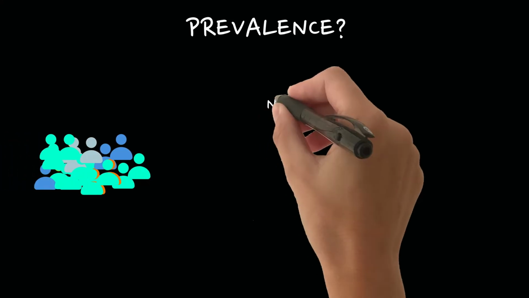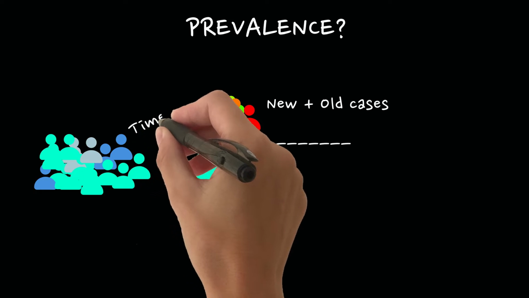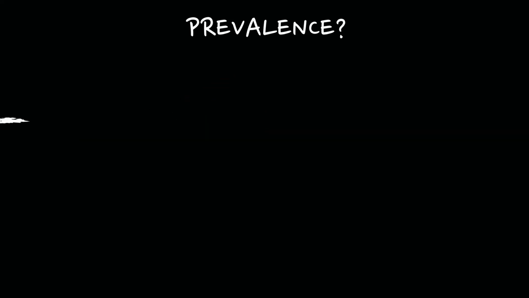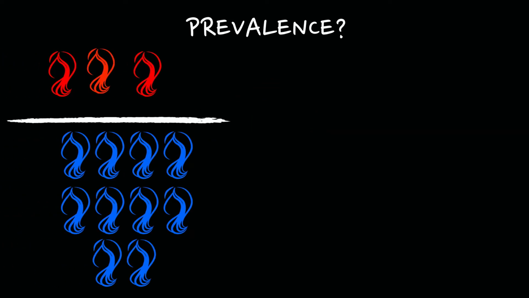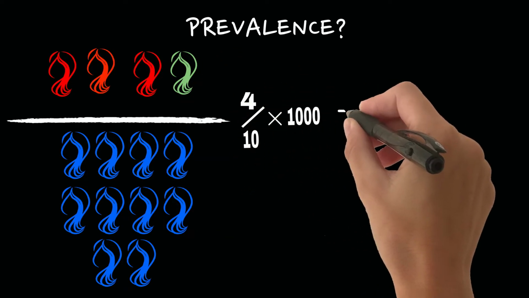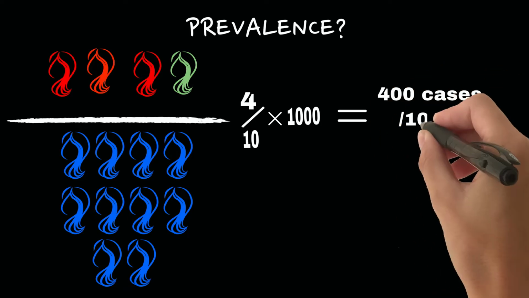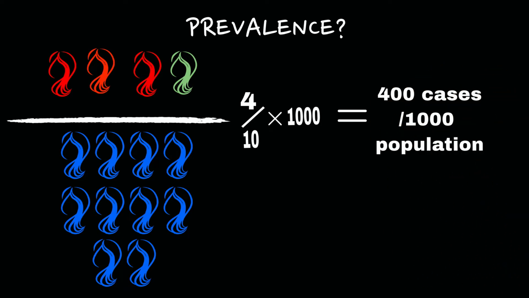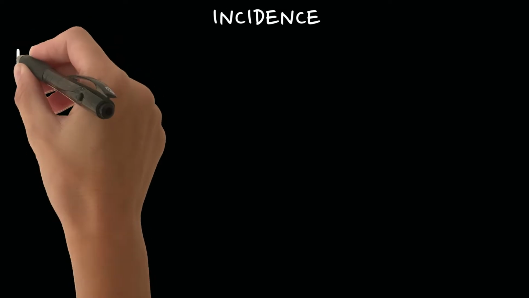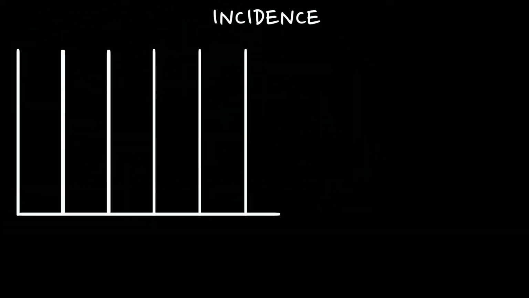Alright, what is prevalence? It is defined as all new plus old cases in the total population at a given point of time. In our previous example, if one was an old case, then prevalence would be 4 divided by 10 multiplied by 1000, which gives us a prevalence of 400 cases per 1000 population. Let us take another example to make it clear what is incidence and what is prevalence.